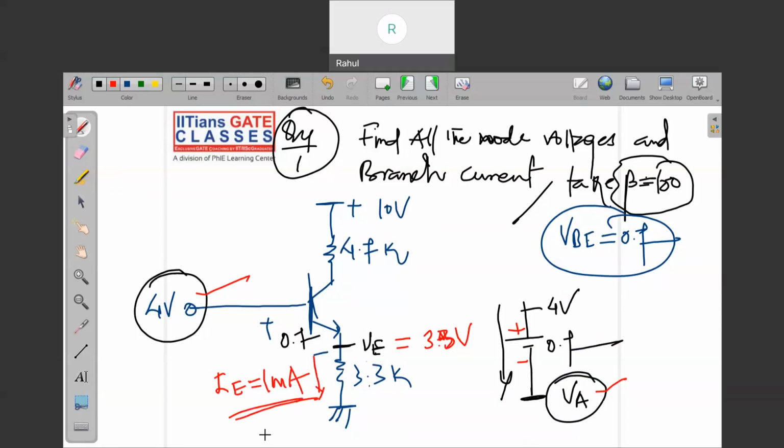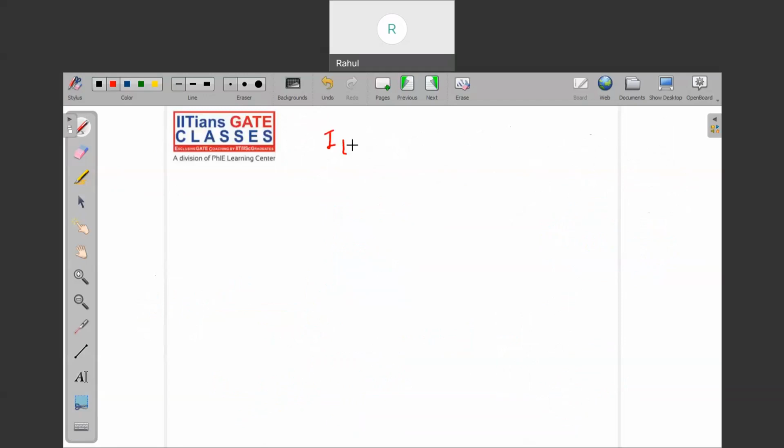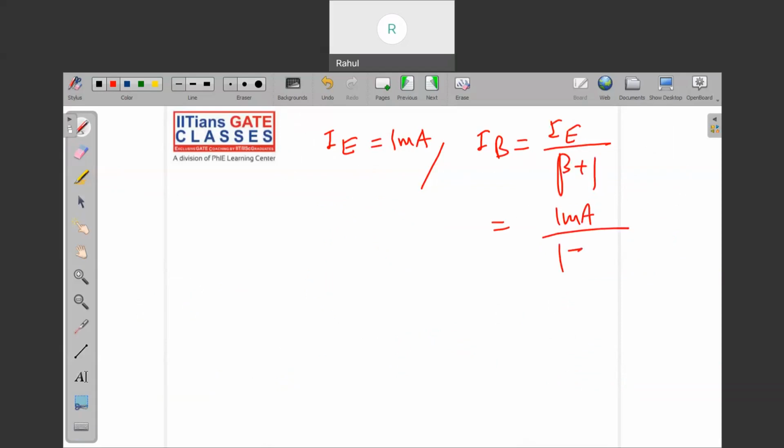Now you can compute IB and IC, right? If you know IE, that is 1 milliampere, what is IB? IB, as I told you, will be IE decreased by beta plus 1, right? So IE is 1 milliampere and beta plus 1 is 100 plus 1. Approximately, your IB will be what? Your IB.